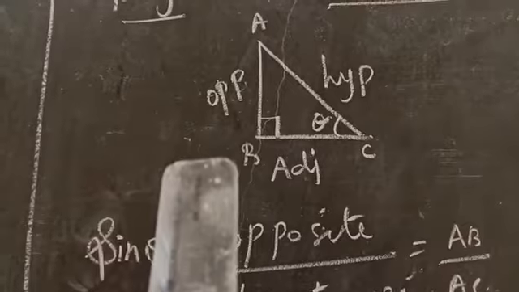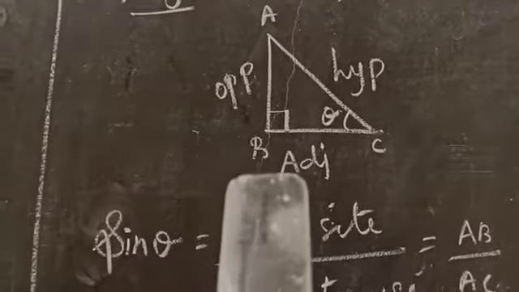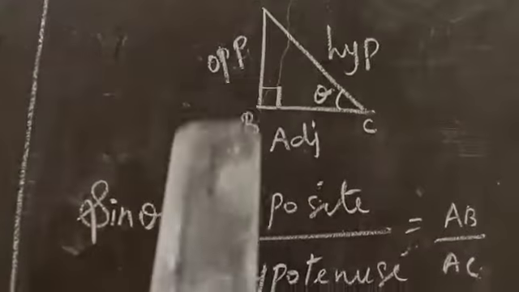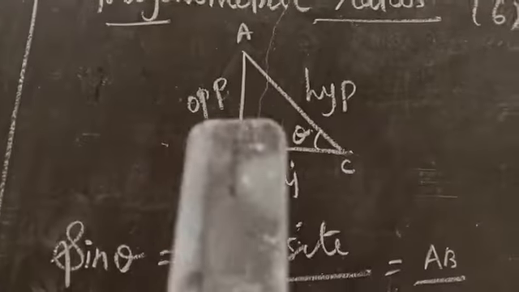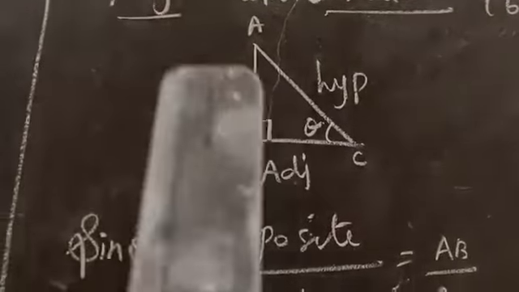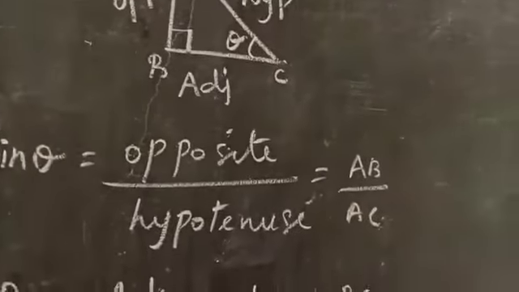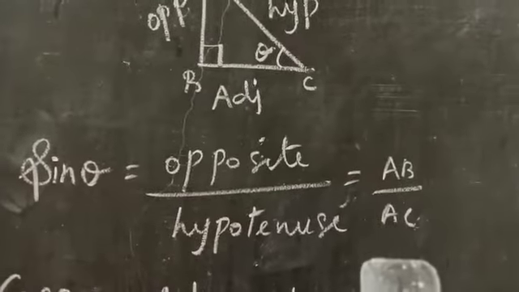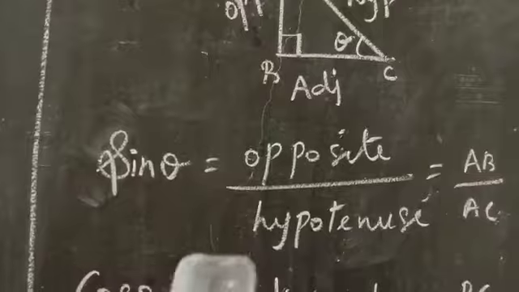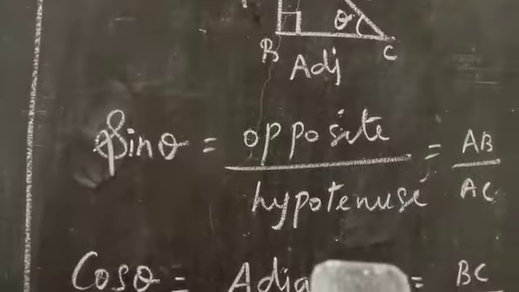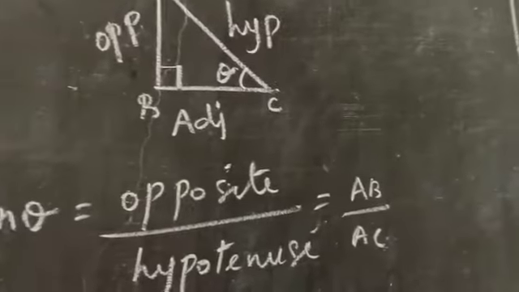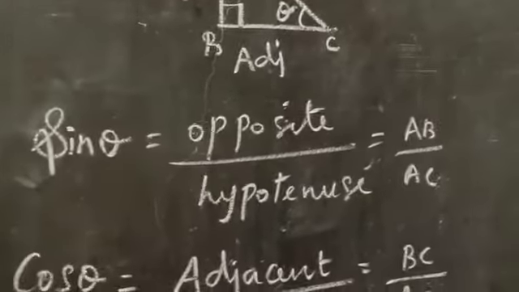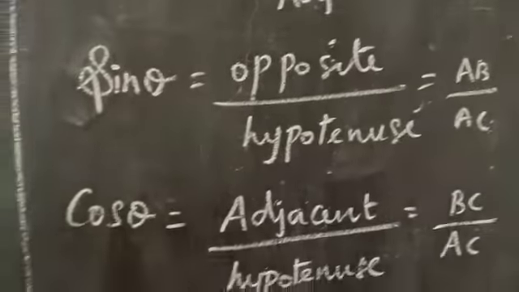Which one is the opposite side of theta? AB. And which is the hypotenuse in the given triangle? AC. So AB divided by AC. Do you understand? The sin theta formula is opposite divided by hypotenuse. Opposite is AB and hypotenuse is AC, so sin theta is equal to AB by AC.